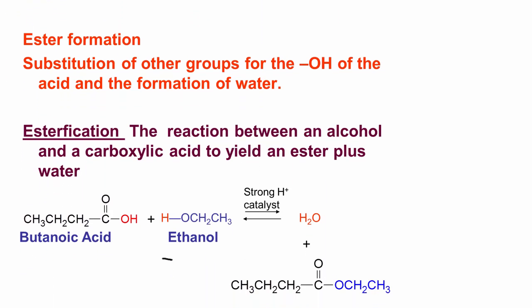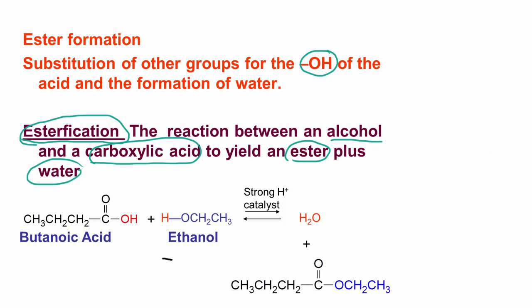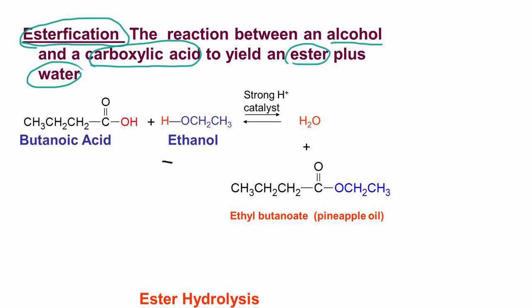Let's take a look at what happens when an ester is formed. Okay, so we always start off with some carboxylic acid, and it's the hydroxyl group in the carboxylic acid that is substituted with another group. So let's see what happens. First, ester formation from a carboxylic acid is called esterification. And what happens is we react a carboxylic acid with an alcohol to produce an ester and, of course, water. So let's take a look at this esterification reaction.